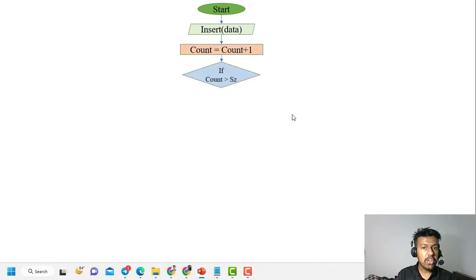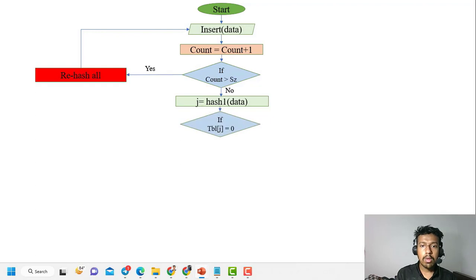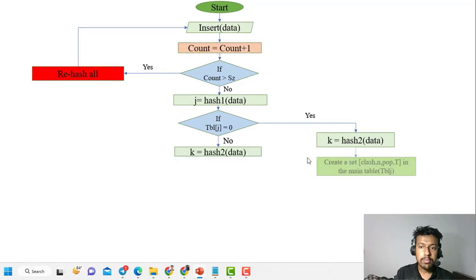Then if count is bigger than the size of the table, if yes, we will rehash the full data set. If the table equals 0, yes, we will do the second level hashing and keep the hash in k. We will create a set of 4 elements: clash, pop, t, and n. Pop and t are the arrays, clash is the collision handler, and n is the number of elements in the main table.